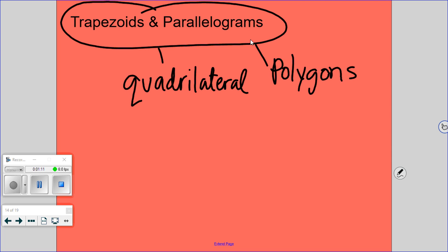So what does that tell you about a trapezoid or a parallelogram? If these are quadrilaterals, what does that mean for us? Eric? Yeah, they have 4 sides and 4 angles. Riley, is there a reason you're not writing anything down? Jordan, what's up?